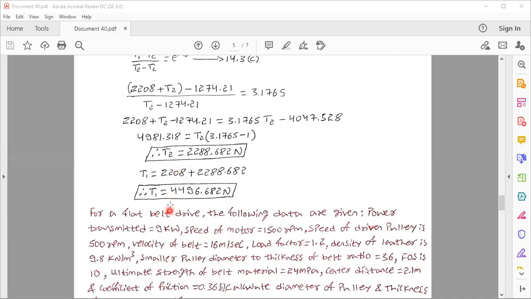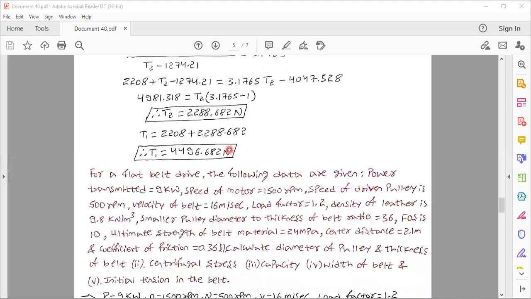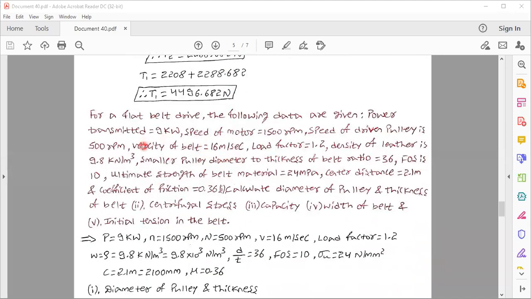He has asked you to calculate T1 and T2, and you have calculated the values. This problem is asked in the exam. The weightage will be 8 to 10 marks. I will take the next problem on the flat belt.